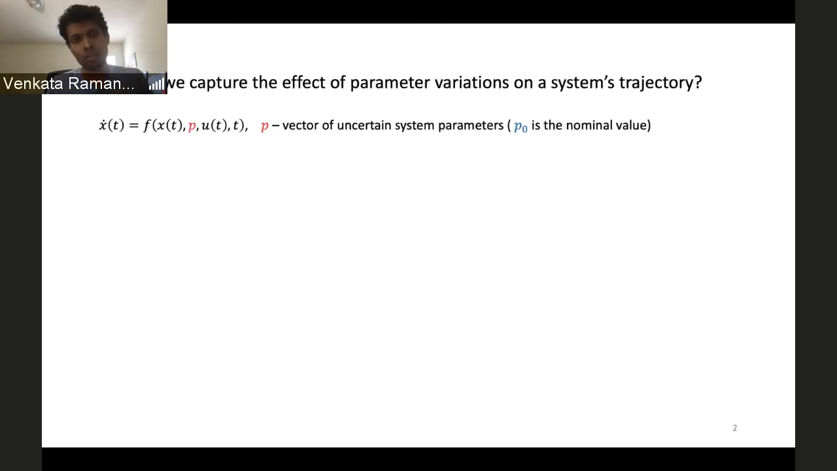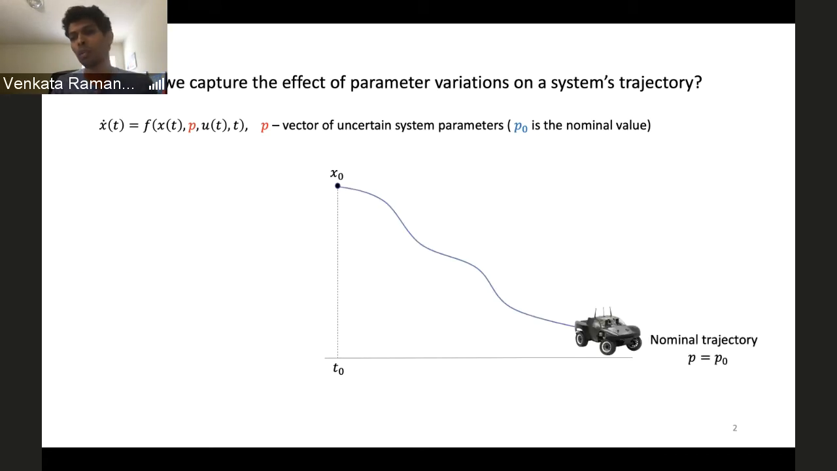So let's say the dynamics of the system is given by this ODE, where x represents the state, t is time, obviously, and u is the control, and p here represents the vector of uncertain system parameters, and I assume p0 is the nominal value that is available to me. Given the system, let's say I have the initial condition x0 at t0, and if I plug in the nominal value of the parameter for some control input and propagate the system with the above dynamics, I get what is called the nominal trajectory.